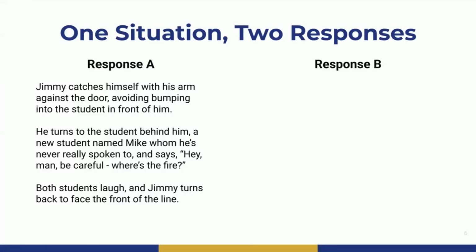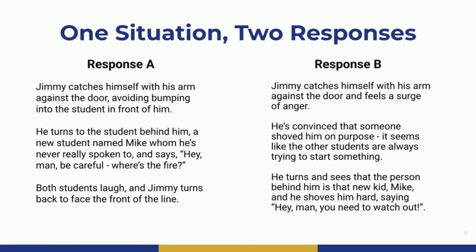In response B, Jimmy catches himself with his arm against the door and feels a surge of anger. He's convinced that someone shoved him on purpose. It seems like the other students are always trying to start something. He turns and sees that the person behind him is the new kid, Mike, and he shoves him hard, saying, "Hey man, you need to watch out."